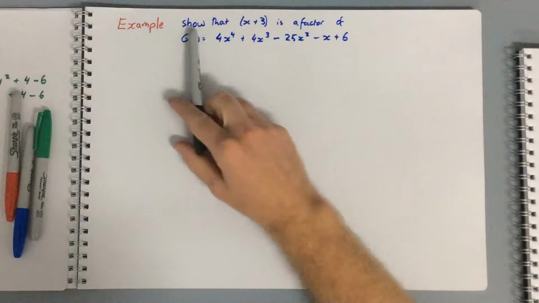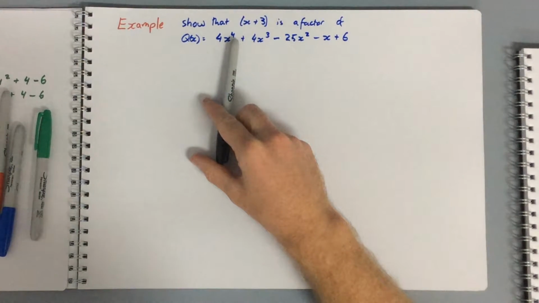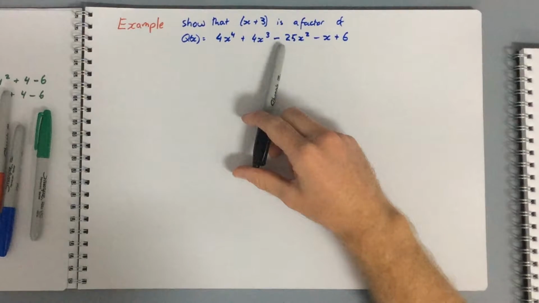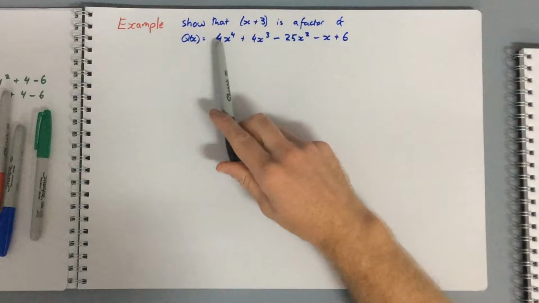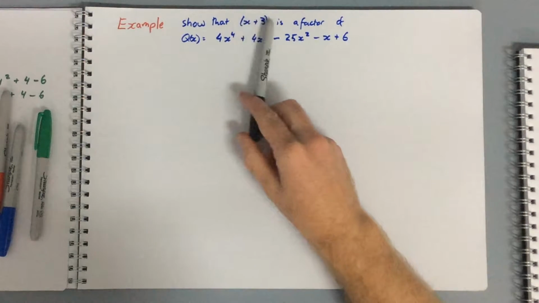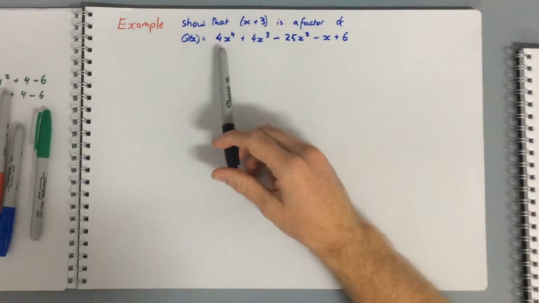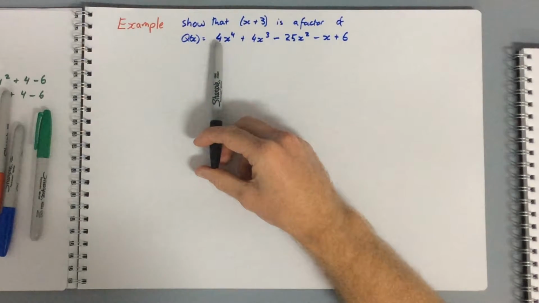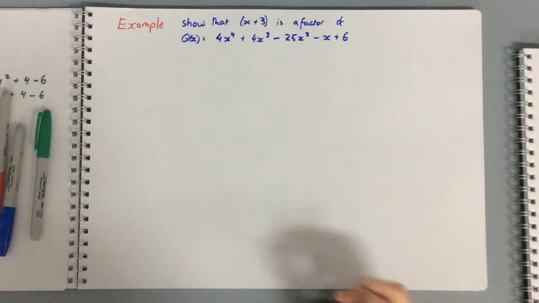So we're going to show that x plus 3 is a factor of 4x to the 4 plus 4x cubed, take 25x squared, take x plus 6. Before we'd say we're dividing this by this linear factor, and that'll give us a remainder. Well, if we do the same thing, if we divide this by this, we actually should get a remainder of 0, sorry. So let's have a look.